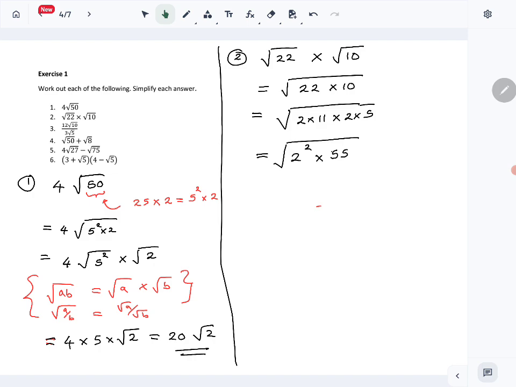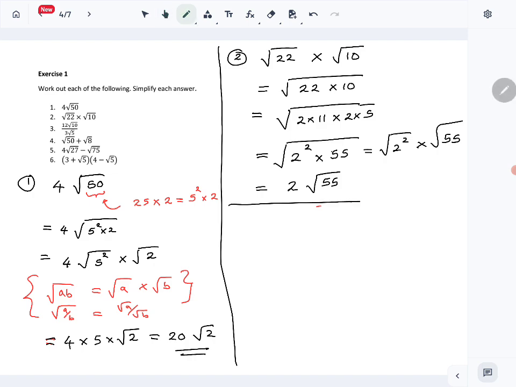So now again use the square root property. Now break this into 2 square roots. Square root of 2 squared times square root of 55. Then square root of 2 squared is just 2. Then square root of 55, we can't simplify further because why? This is not a square number, no? There's no square number inside also. This is the most simplified form of this. So this is the answer. 2 square root 55. Right.